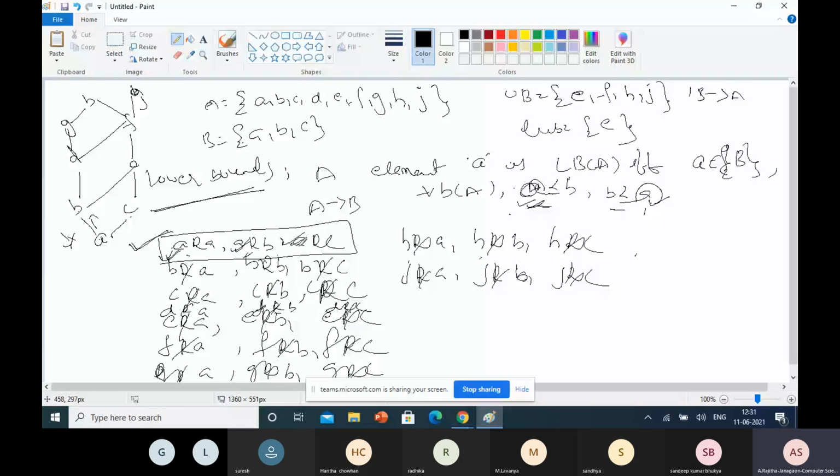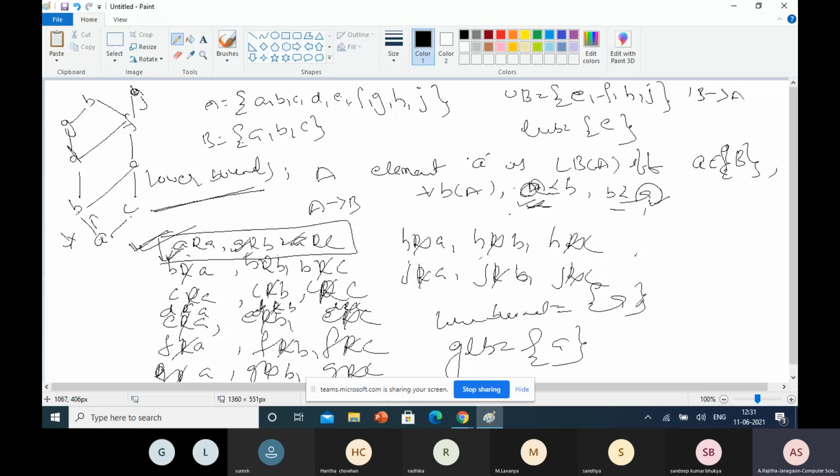Now, the lower bound equals what? A, only one element. So the lower bound is only one element, and since only one element is there, that is the greatest lower bound.